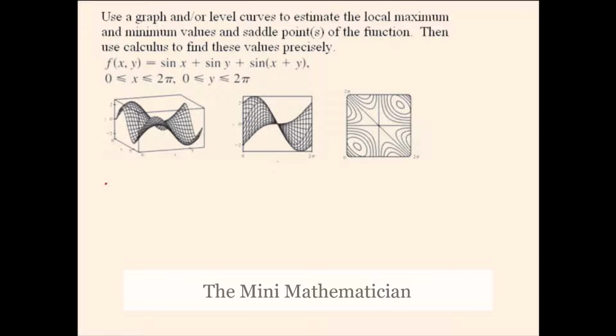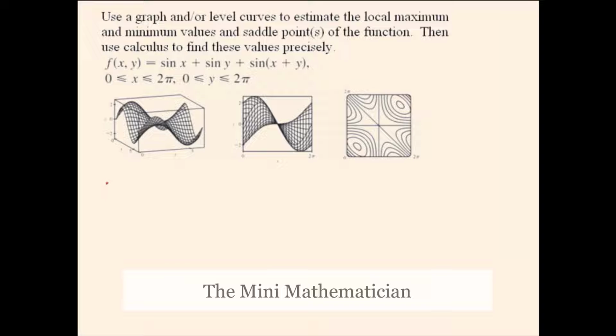Use a graph and/or level curves to estimate the local maximum and minimum values and saddle points of the function. Then use calculus to find these values precisely. f(x, y) equals the sine of x plus the sine of y plus the sine of (x plus y), for 0 is less than or equal to x is less than or equal to 2 pi, and 0 is less than or equal to y is less than or equal to 2 pi.